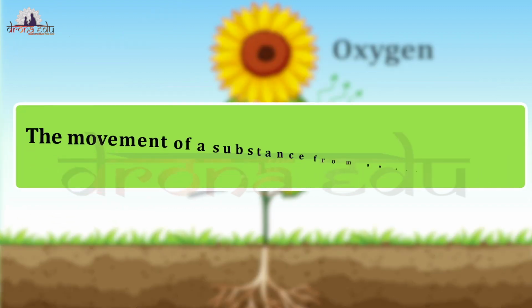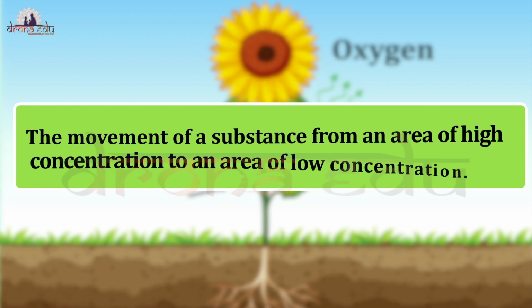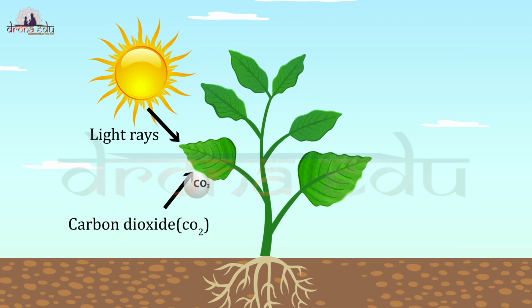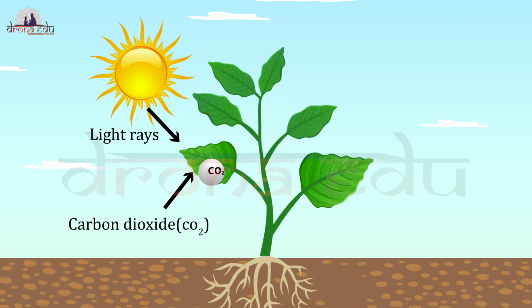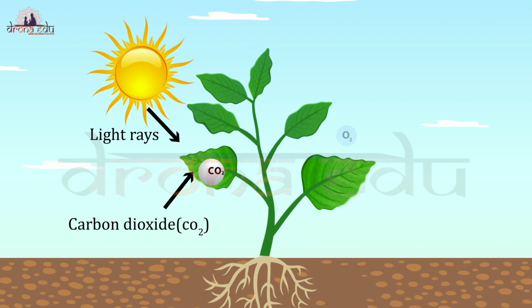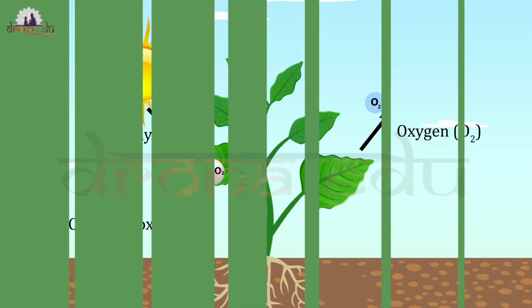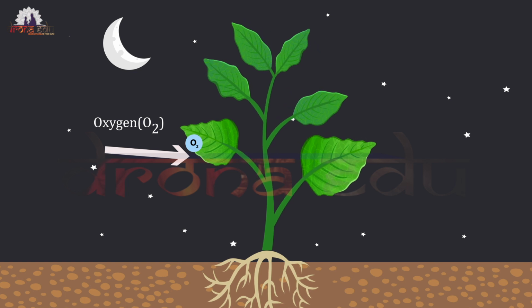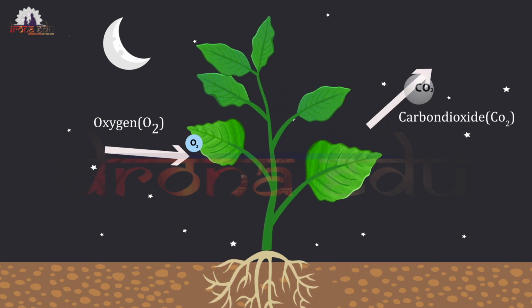That is, the movement of a substance from an area of higher concentration to an area of lower concentration. The direction of diffusion depends upon the environmental conditions and the requirements of the plants. During the day, the CO2 generated during respiration is used up for photosynthesis and oxygen is released majorly. And at night, when there is no photosynthesis occurring, CO2 is eliminated.